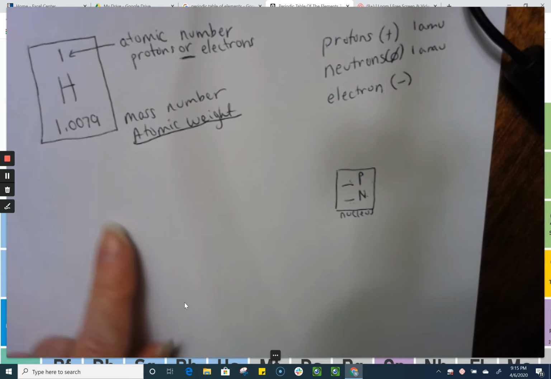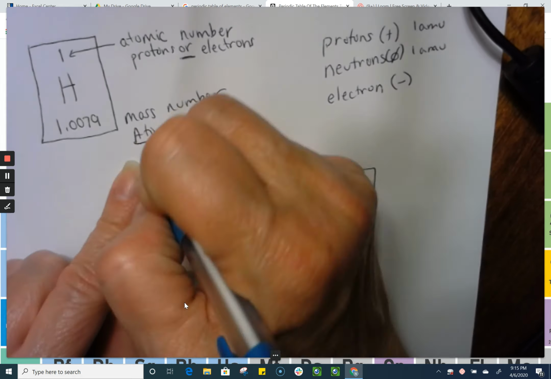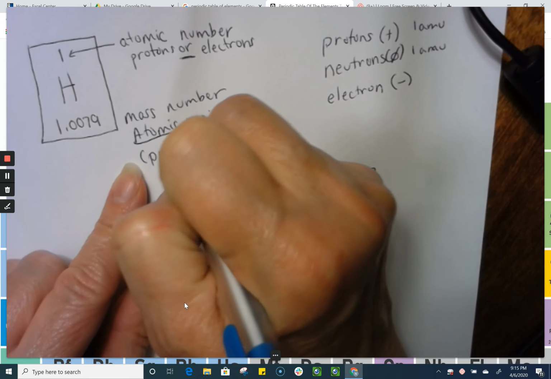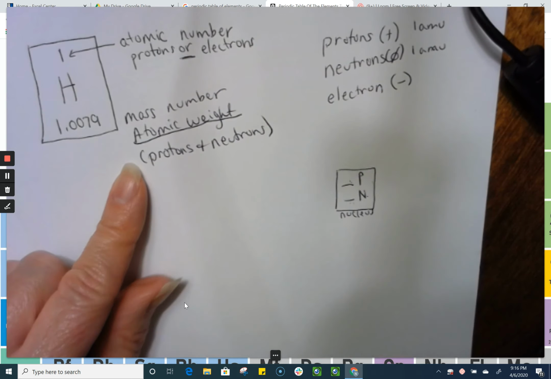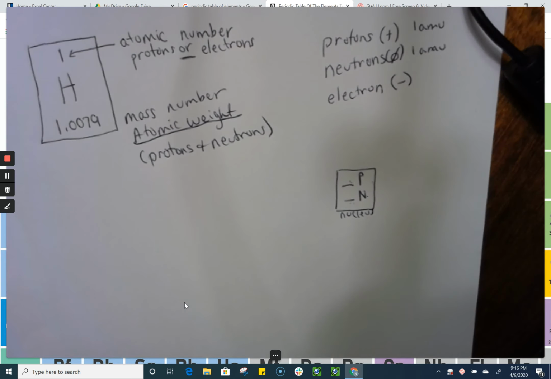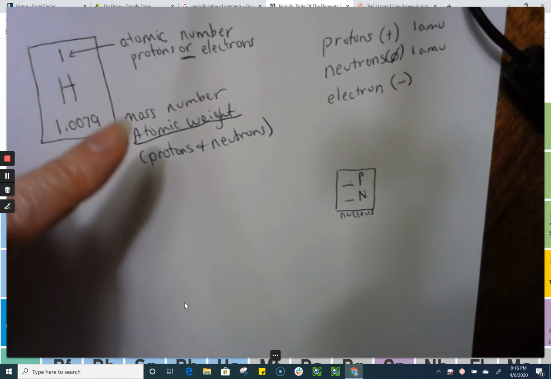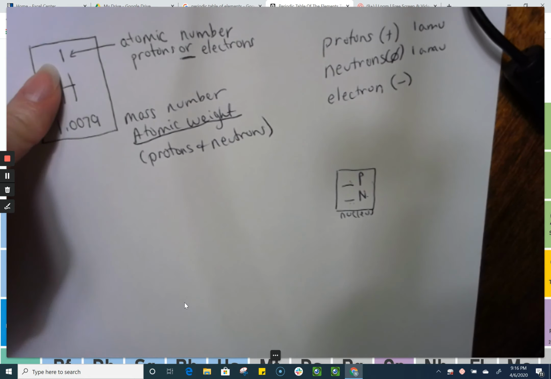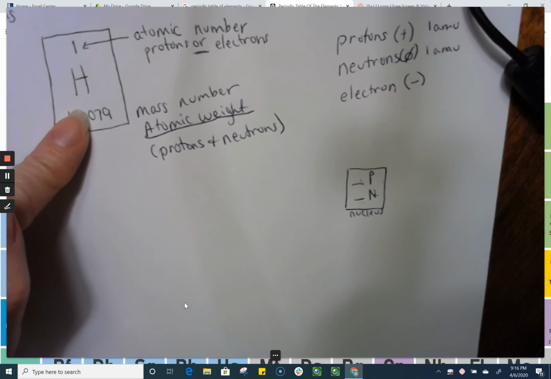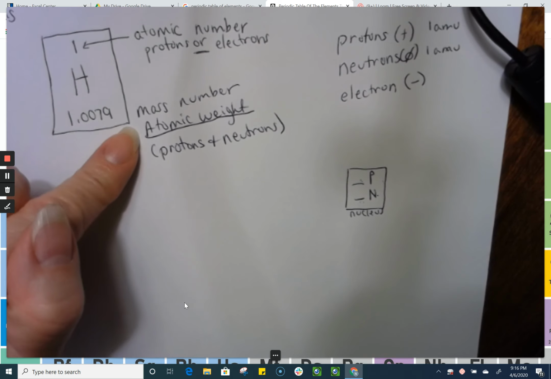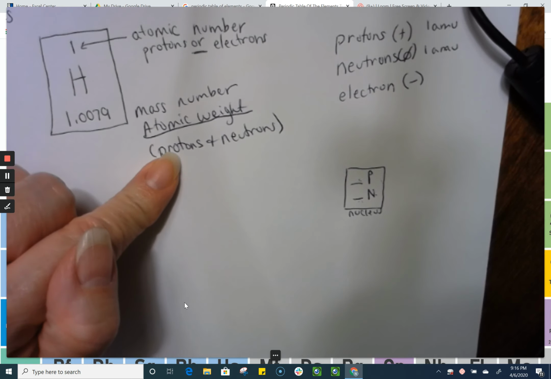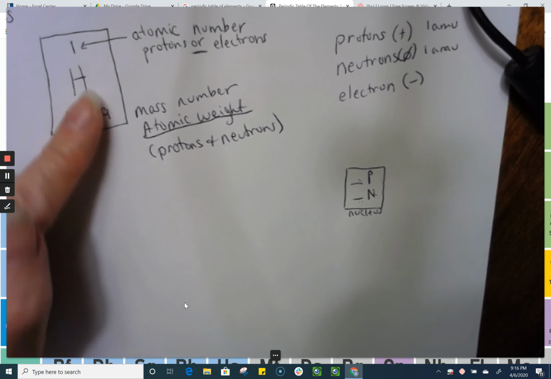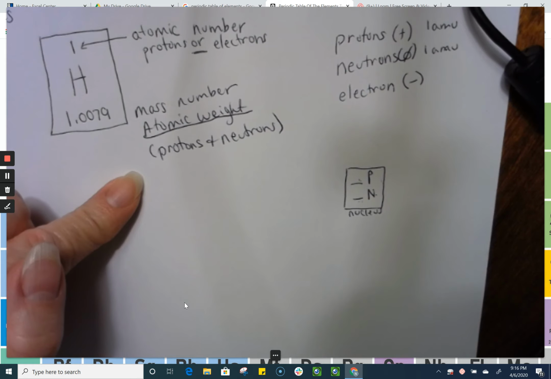Then the mass number, or the atomic weight, is made up of protons and neutrons combined. We basically consider it the protons and neutrons because the electrons are so tiny. So if you know that the atomic number is 1, and that this atom has 1 proton, and the mass number is 1, or the atomic weight is 1, and that's a combination of them, by subtracting, you can figure out how many neutrons are there, okay?